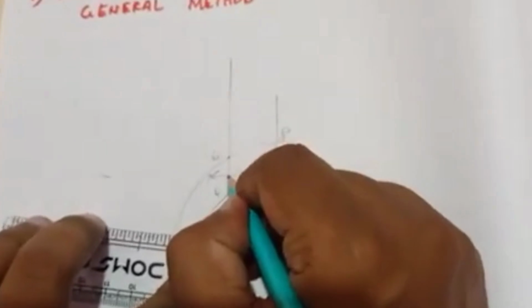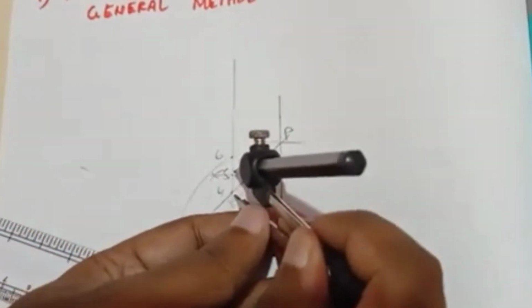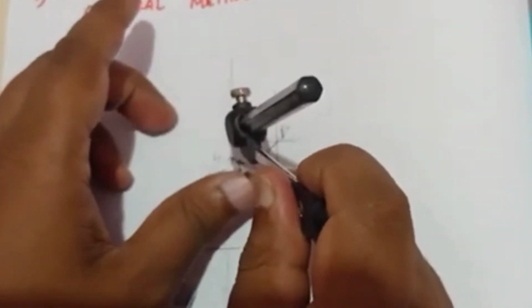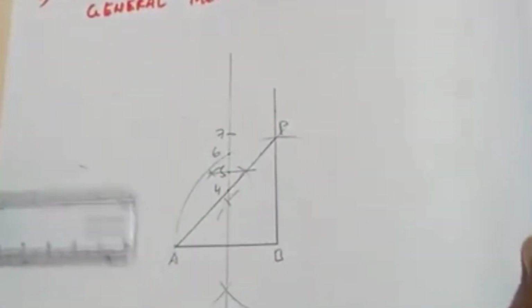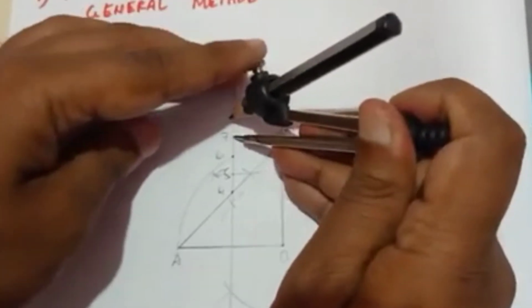Okay, so this point it is 5. Now we can measure the length, either 4 to 5 or 5 to 6, no problem. Measure the length, and then you can cut the arc. So this is your point number 7. Since it is a heptagon, we need to measure the length from 7 to A here.